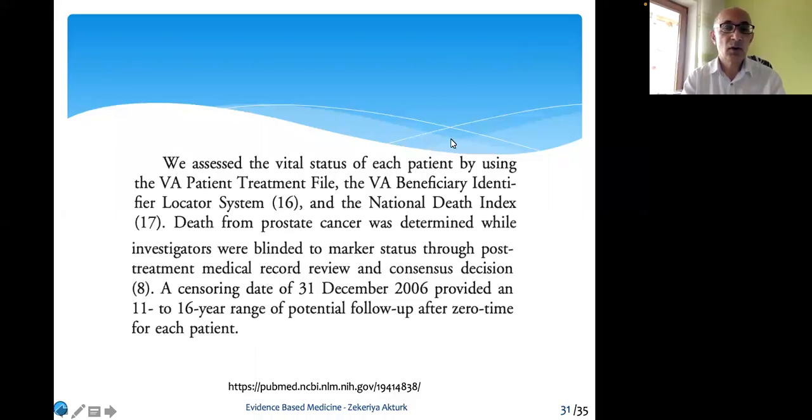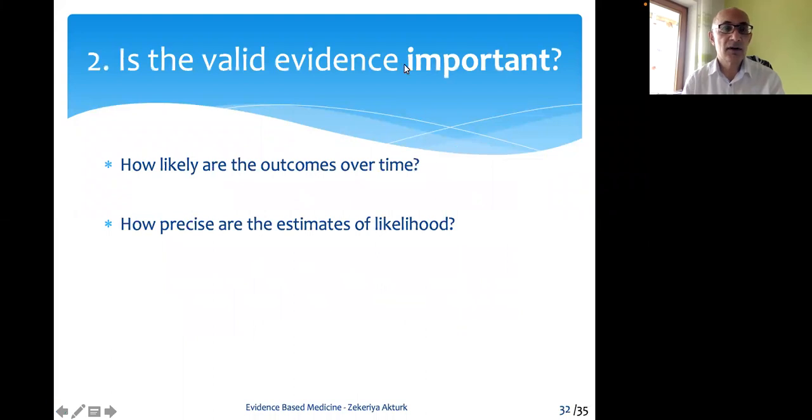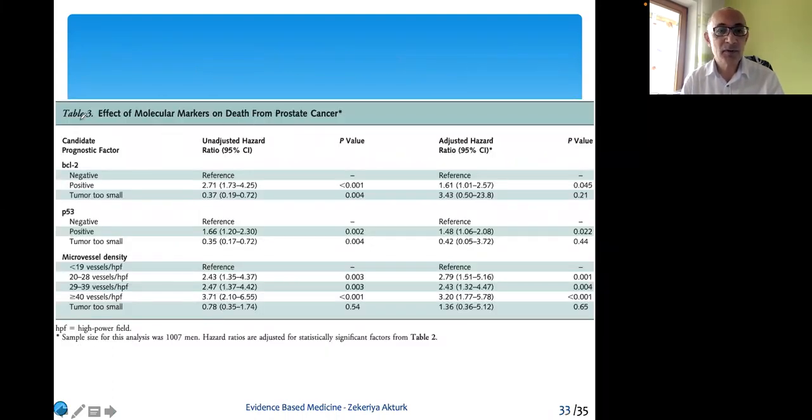The next question we need to answer is: is this evidence important? The first condition was that it should be valid, and we decided that this study is reporting a valid evidence. Now, if it is valid, then let us see whether it is important. How likely are the outcomes over time, and how precise are the estimates of likelihood? For this purpose, I would like to draw your attention to table 3.